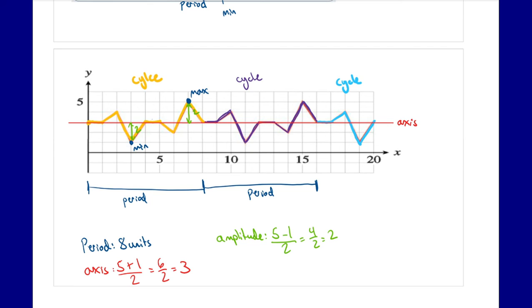So again, these are the key terms or terminology that we're going to use when describing a cycle. Oops, I have a typo here. So these are the four key terms that we're going to use when we're describing a periodic function. Cycle, period, axis, and amplitude. And again, make sure we understand what they are, and in terms of the axis and the amplitude, how to calculate them.